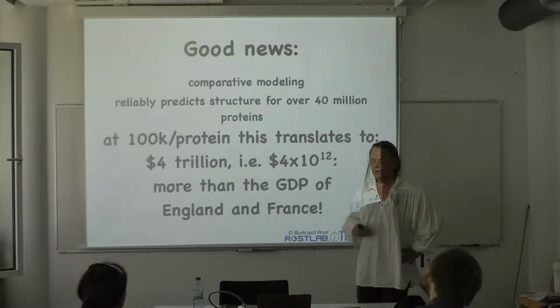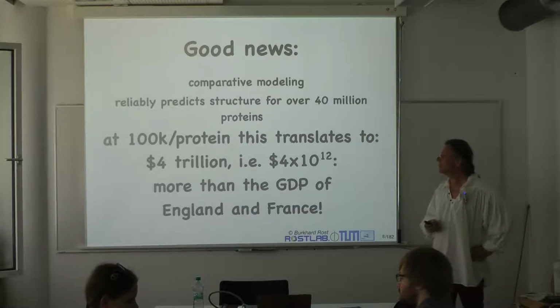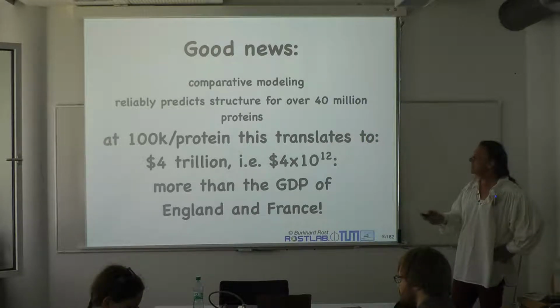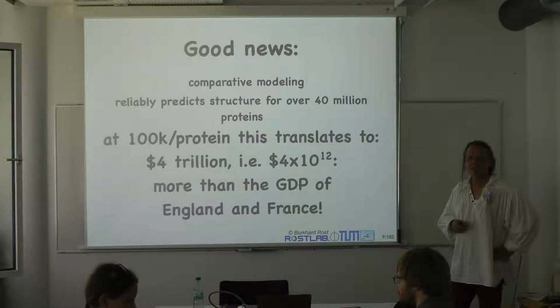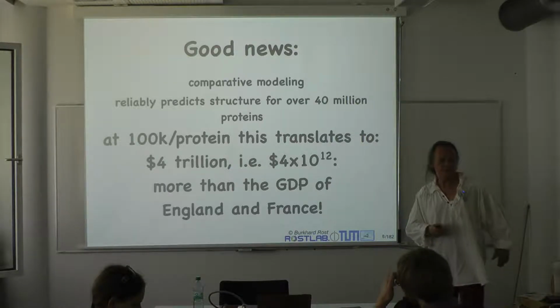This way, we can essentially do about 40 million different models. At 100,000 per protein, this translates to 4 trillion. And this is more than the GDP of France and England, to give you one example.